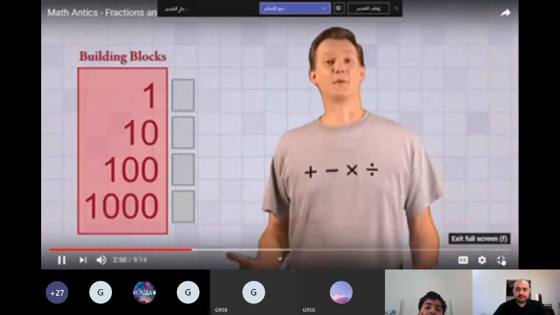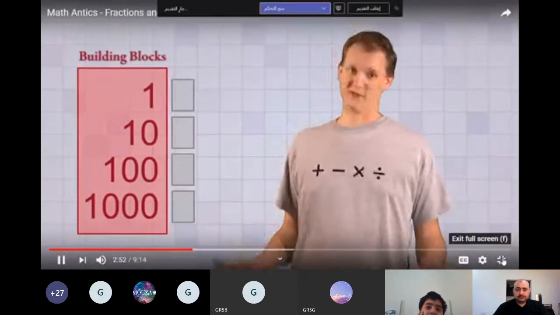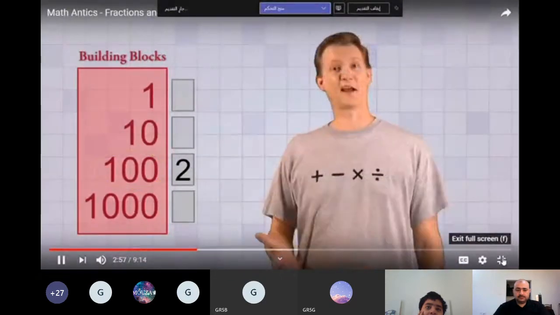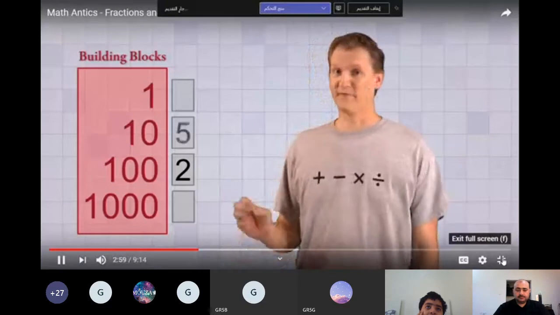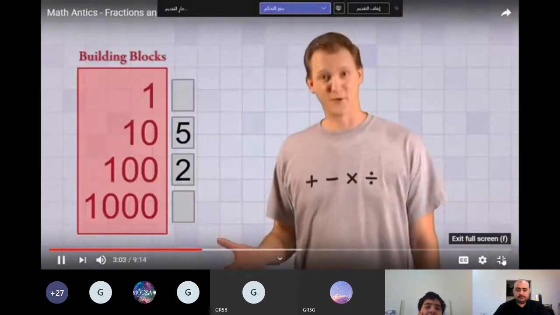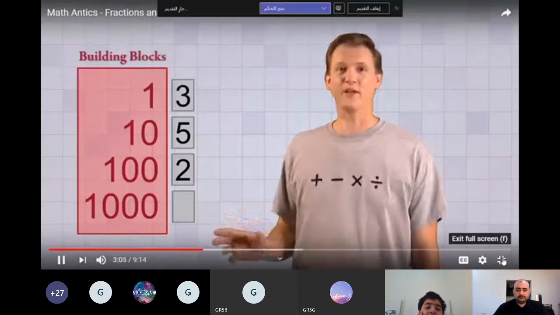For example, let's say I have 2 hundreds. Well, then I just put a 2 in the number place that counts how many hundreds I have. And let's say I have 5 tens. Well, then I put a 5 in the number place that counts tens. And I also have 3 ones. So I put a 3 in the number place that counts ones.